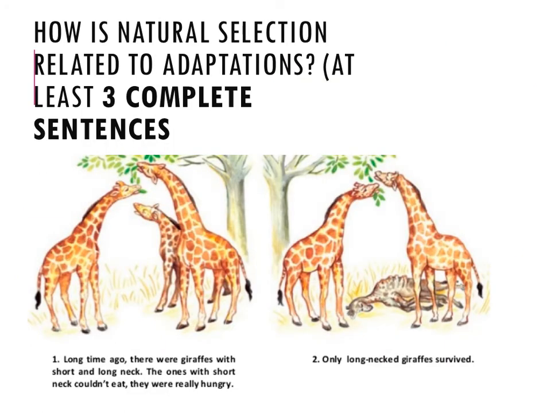My last question to you is, how is natural selection related to adaptations? At least 3 sentences. These are on the bottom of your notes. So I gave you a picture here. Number 1 says, long time ago there were giraffes with short and long necks. The ones with short necks couldn't eat and they were really hungry. Number 2, only the long-necked giraffes survived. So that should tell you a little something about natural selection, give you a little reminder. Go ahead and put me on pause. Take about 3 minutes to write 3 complete sentences, and you can use this picture to help you.